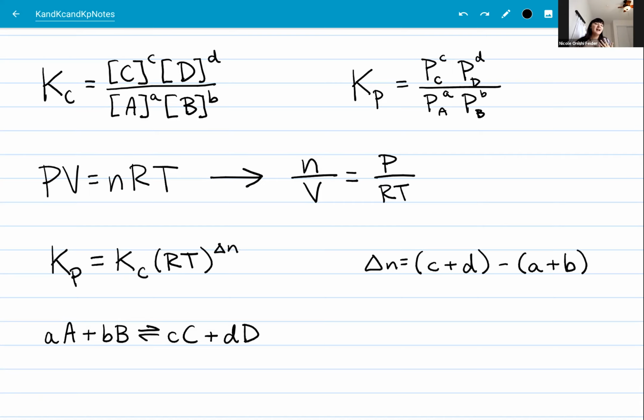And so also, gases can be represented as pressures and as concentrations, but solutions are restricted to only being concentrations. So that's why we would generally prefer Kc to Kp.